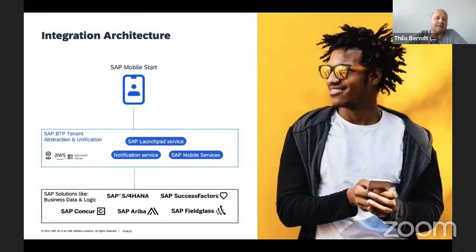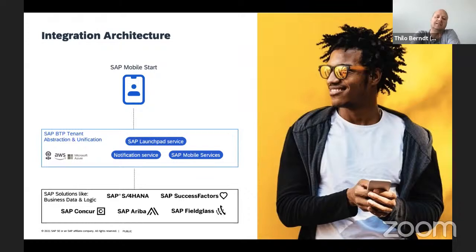So SAP Mobile Start is built on top of the business technology platform. And we leverage several SAP business technology platform core services. So the first one is the SAP Launchpad service. The second important one is the notification service and then mobile services. Besides those three, we leverage several further ones like the IDP and so on, but those are the core services.